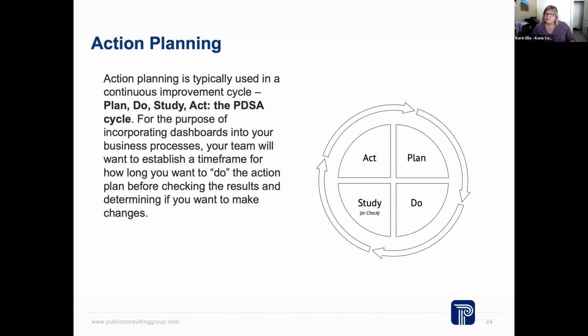And here is that PDSA cycle that I've been talking about. A reminder that the P in the PDSA cycle is the action plan, and then the Do is just trying it out. A 90-day cycle is what we typically recommend, but you might not need that much time, or you might need more time depending on what you're implementing. And then you want to check it. You want to check and see how it's working.